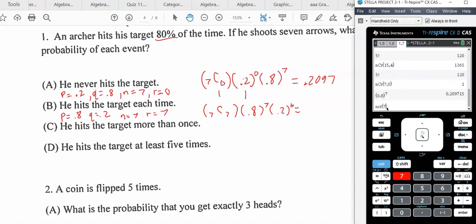NCR 7, 7, by the way, that's 1. 0.2 to the 0, that's the 0 power there, that's 1. So this ends up just being 0.8 to the 7th. So 0.8 to the power of 7. He never hits the target, hits the target, so this would be 0.2097. It's the same question, kind of. Same probability of never hitting the target as hitting the target every single time. It's interesting.